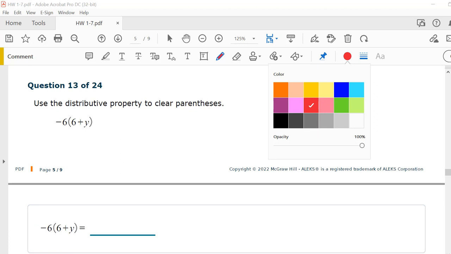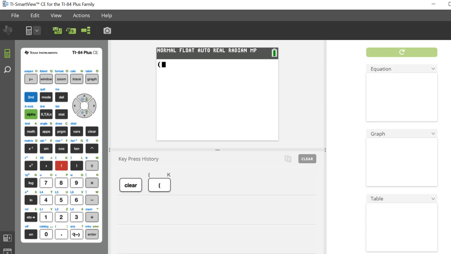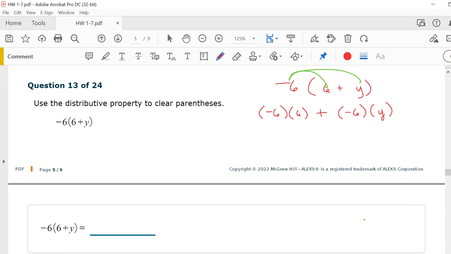Number 13, distributive property again. I have negative 6, 6 plus y. I'm going to distribute the negative 6 times 6 plus negative 6 times y. Negative 6 times 6 on my calculator is negative 36. Plus negative 6 times y is a negative 6y. Again, if I have plus a negative, I can rewrite that as just subtract 6y. So I'm going to have negative 36 minus 6y.